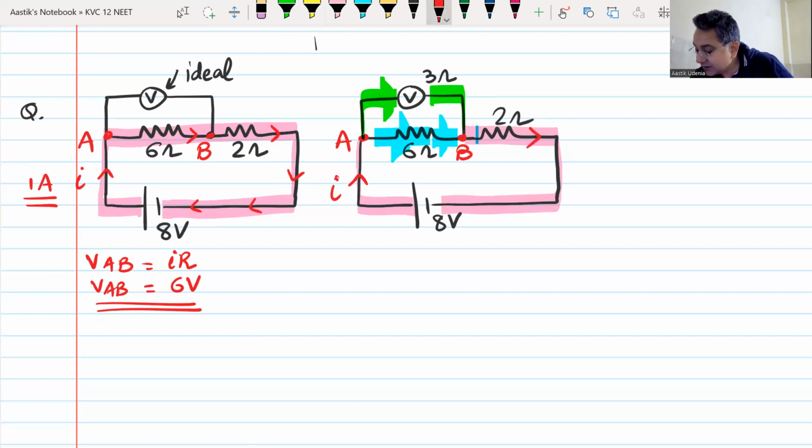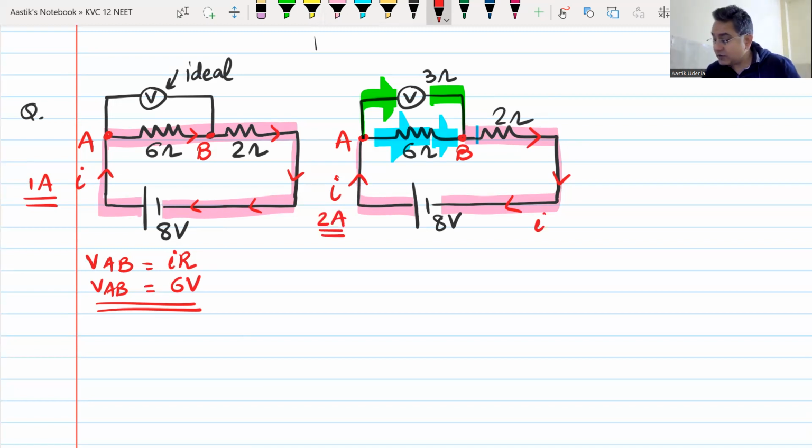This is I. Now, how will you find out the value of this I? 6 and 3 are in parallel. Do we see this? 6 and 3 are in parallel, so that becomes 2 ohms. 2 ohms and 2 ohms are in series, that becomes 4 ohms. Total resistance becomes 4 ohms. Total voltage is 8 volt. So you will get the current as 2 ampere. Yes or no? The current has become 2 ampere.